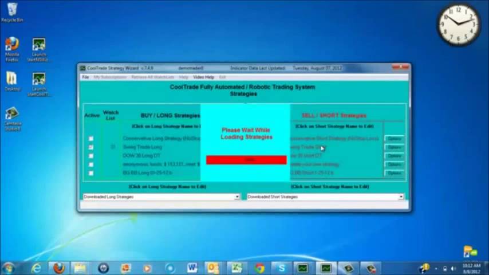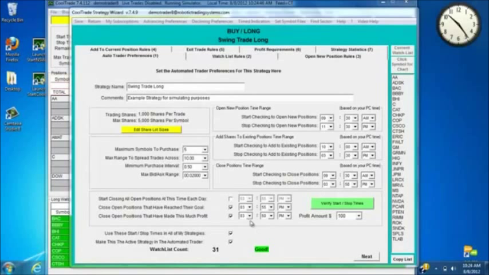And here we go. The strategy wizard is now loaded. So the strategy wizard, this is the back end of the system where we create our strategy. It's made up of 7 tabs. It's all point and click, no programming required, and very easy to use. So you can see the name of the strategy here, which is swing trade long. This is the long side of the strategy.